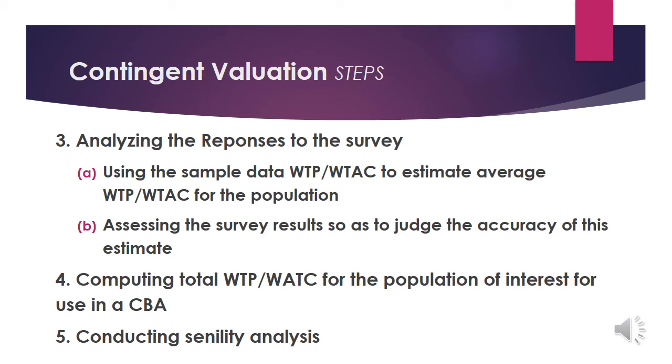Third, the researcher will analyze the responses to the survey in 2 main ways. First, they'll use the sample data for WTP or WTAC to estimate the average willingness to pay or willingness to accept compensation for the overall population. Second, they'll assess the survey results so as to judge the accuracy of their WTP or WTAC estimates. Next, they'll compute a total WTP or WTAC for the population of interest for use in a cost-benefit analysis. And fifth, they'll conduct a sensitivity analysis.